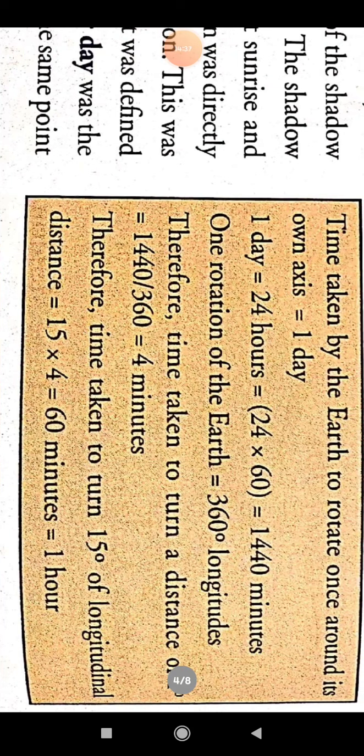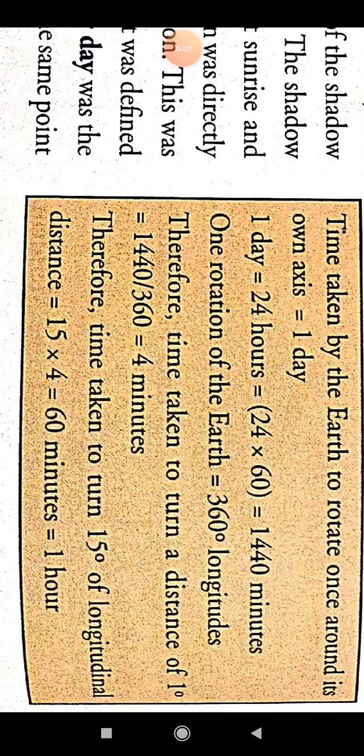The time taken by the earth to rotate once around its own axis is equal to 1 day, because the earth takes 1 day to complete one rotation. So 1 day is equal to 24 hours, and 1 hour is equal to 60 minutes. So in total, 1440 minutes. And one rotation of the earth is 360 degrees of longitude.